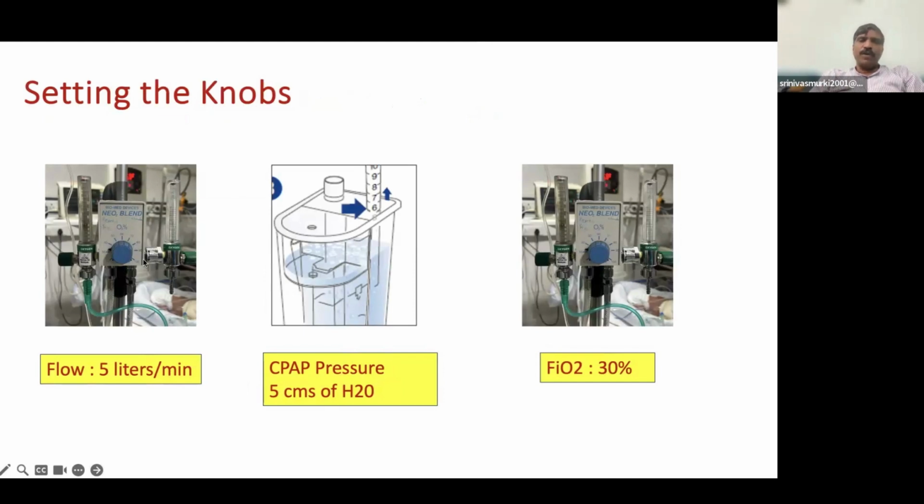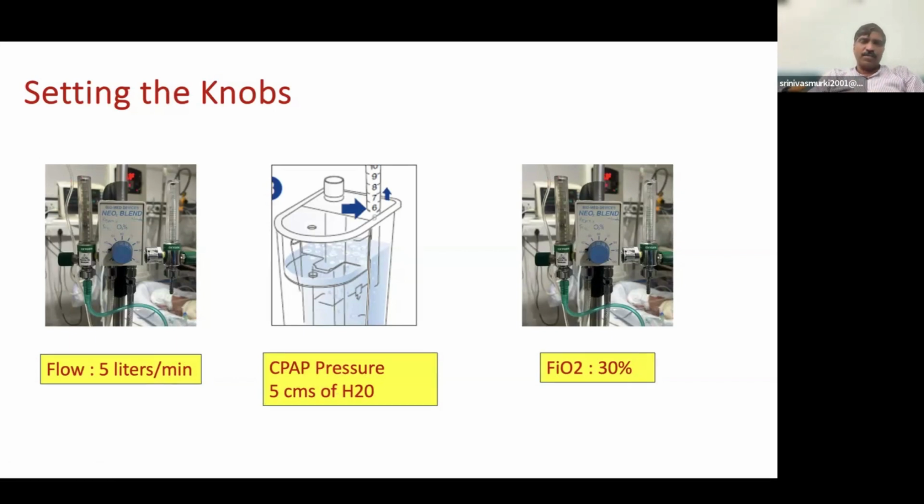So the flow, when we are starting bubble CPAP for any baby, we keep the flow at 5 liters per minute. This flow is sufficient to deliver pressures of 4 to 8 centimeters, which is mostly required for patients on bubble CPAP. And the pressure we start mostly with 5 centimeters of water. And the FiO2 we set at 30%. So this is the starting flow, pressure, and FiO2. So a rule of 5 for flow and pressure, and 30% FiO2 we start the baby on CPAP.